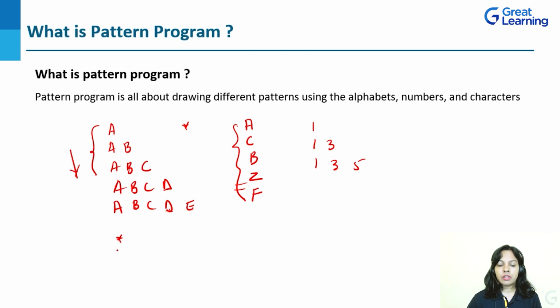I can start from the first line, where I want this star, then I want these 2 stars to be printed here. Then I want 3 stars to be printed in this sequence. Then I want 4 stars after this to be printed in this sequence. So this is one pattern, right?